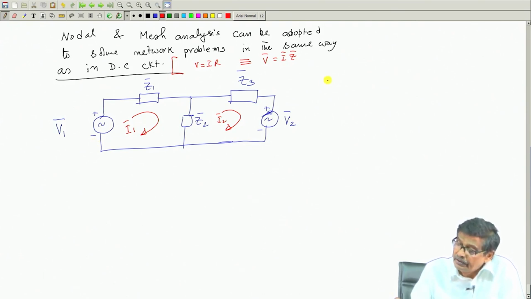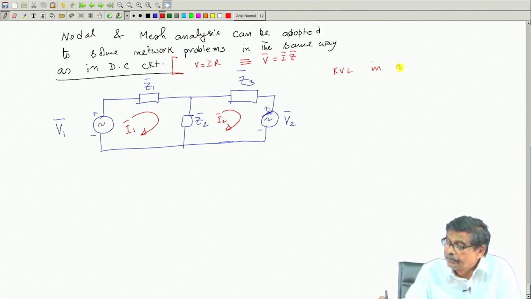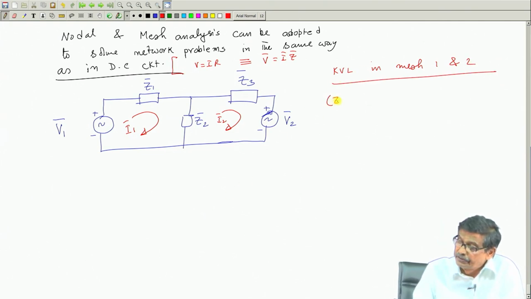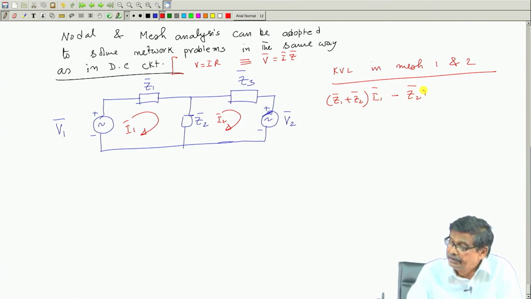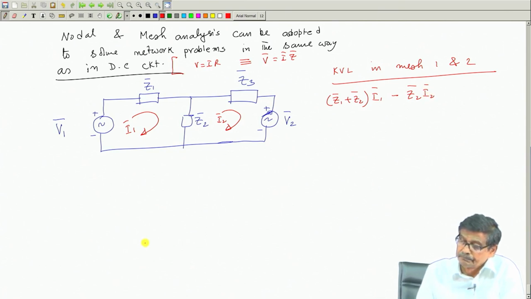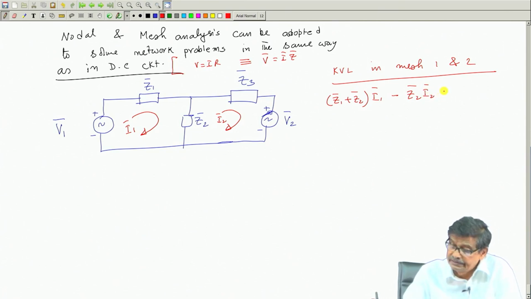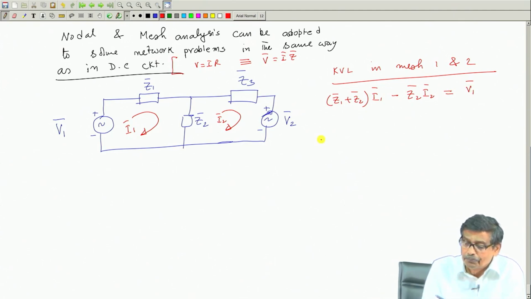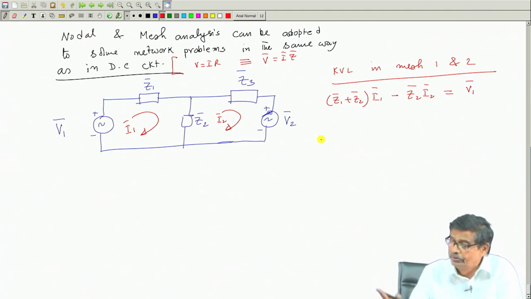What will it be? KVL in mesh 1 and 2 will be like this. Coefficient of I1 will be simply Z1 plus Z2 into I1. Coefficient of I2 will be this one, and this should be equal to V1 bar, the sources. Polarity of plus is such I1, same rule.